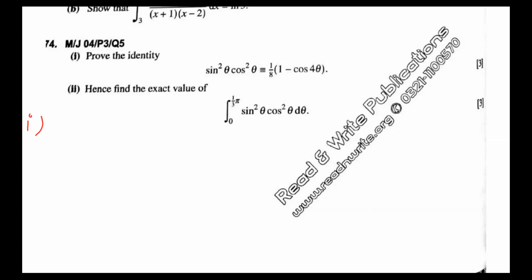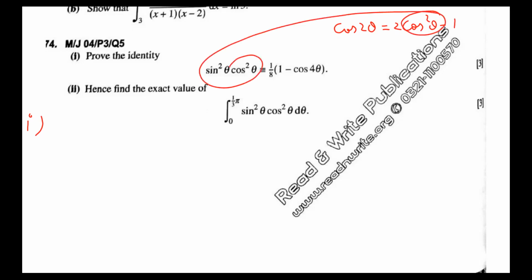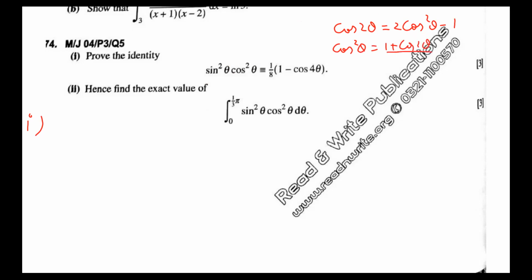So the first formula we use normally is for cos 2 theta is 2 cos square theta minus 1. And if you look carefully, this cos square we have here, so I will make it the subject. This one will add and 2 will divide. So it means cos square theta is 1 plus cos 2 theta over 2.